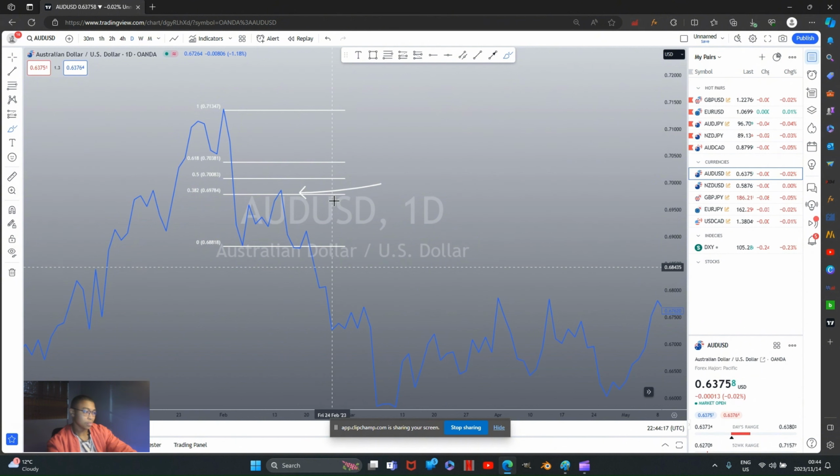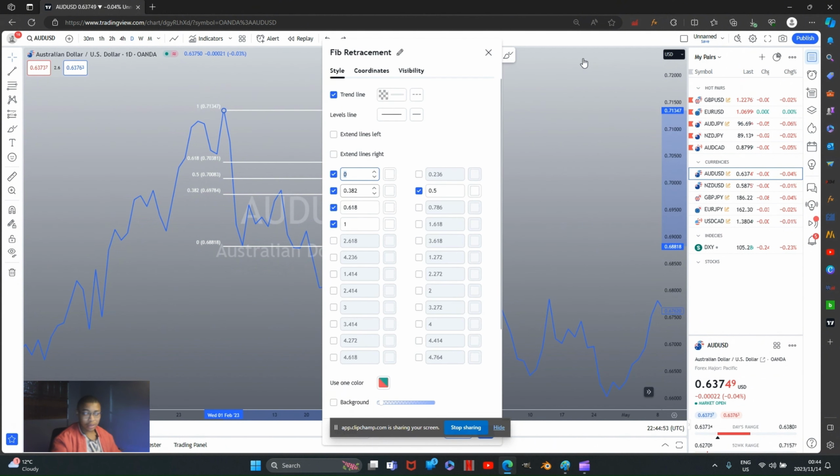So yeah, from there, but your own Fibonacci retracement tool will not come this way. It will be different. So let me share the settings with you guys. My settings. Okay, these are the only important levels that you should have on your chart, or not on your chart, but on your Fibonacci retracement tool.